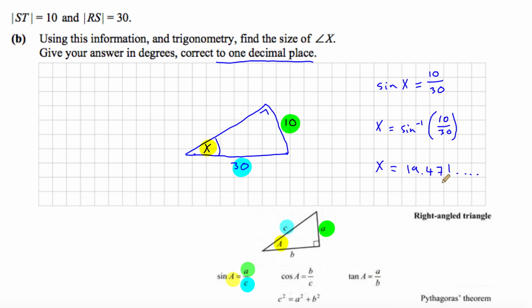So I'm going to look to the second digit after the decimal. Does this affect the number in front? Well, it's 5 or more, it's the number 7, so yes, it does. So the angle X will be 19.5 degrees, correct to 1 decimal place. And that's the end of part B and the question.